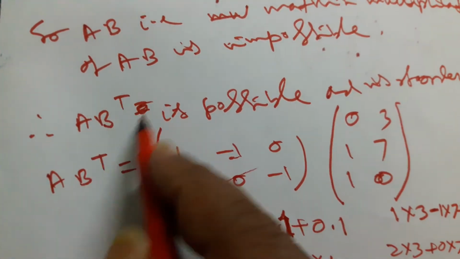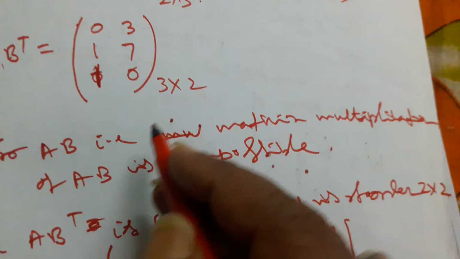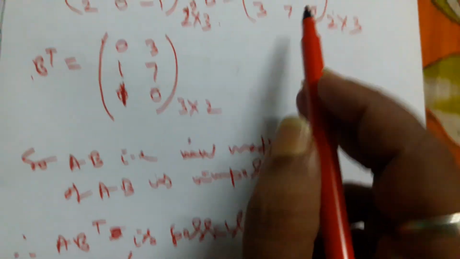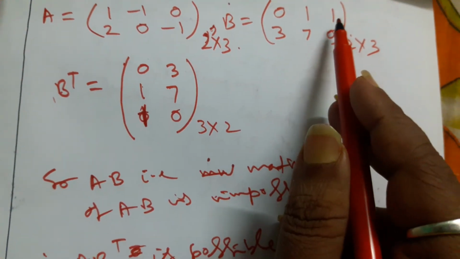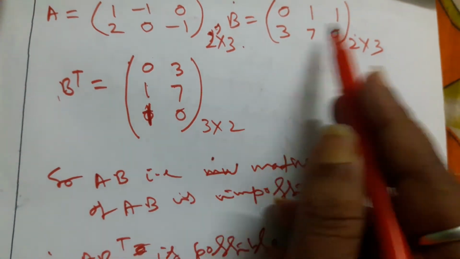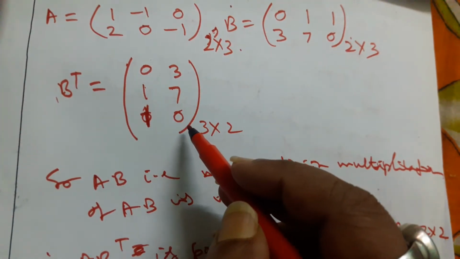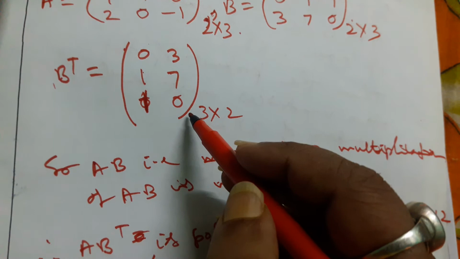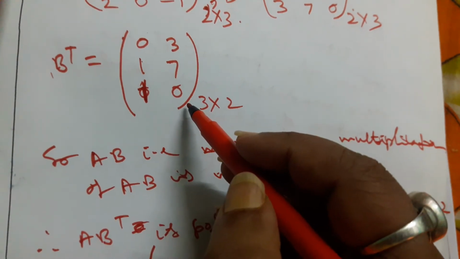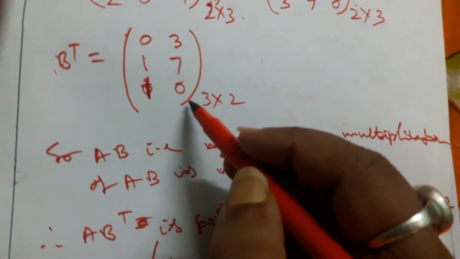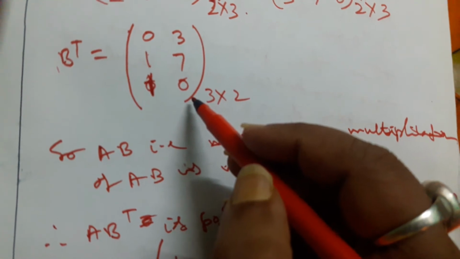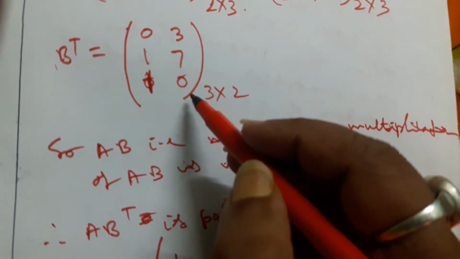But here an important thing is noticeable. The transpose of a matrix is where rows change to columns. The first row changes to the first column and the second row changes to the second column. And the transpose of the transpose of a matrix is also the same matrix.